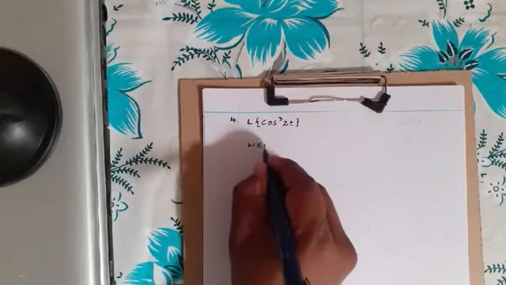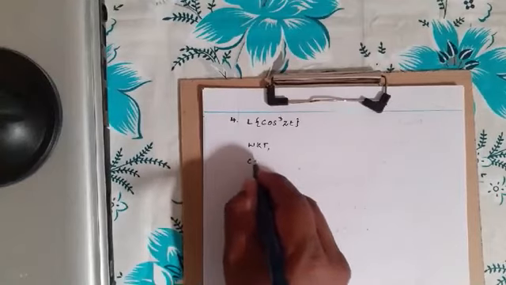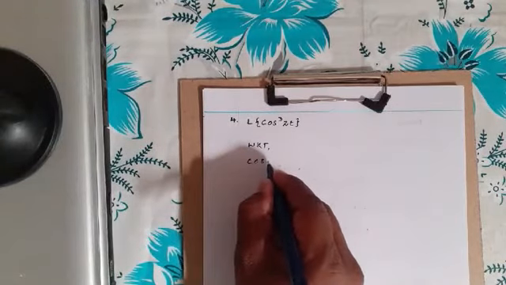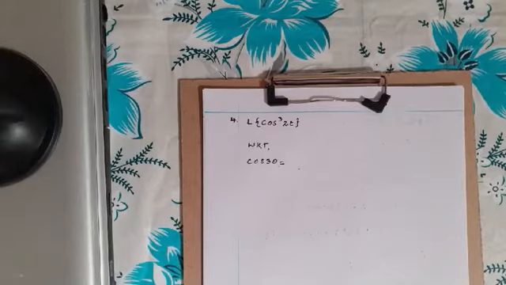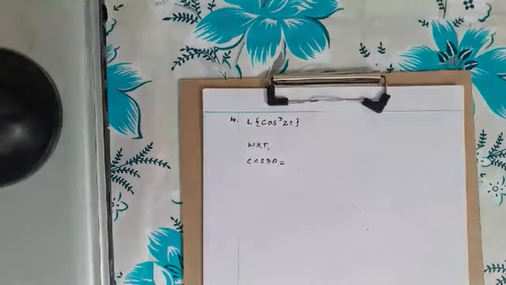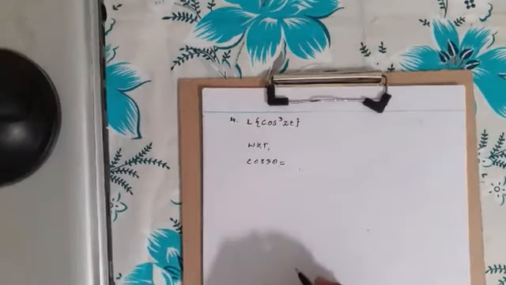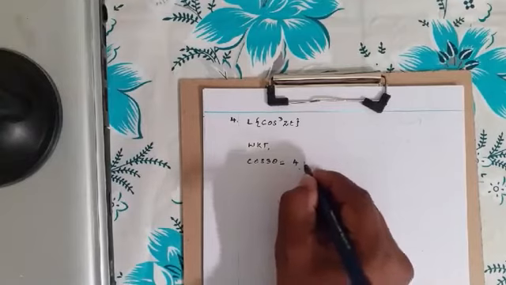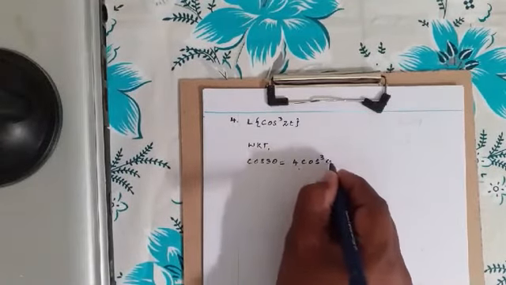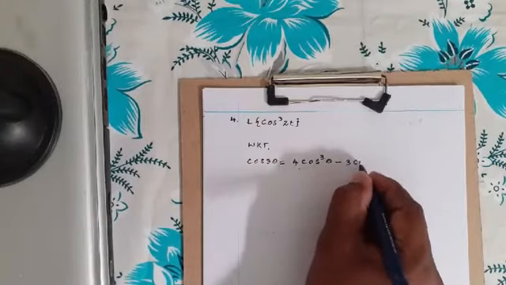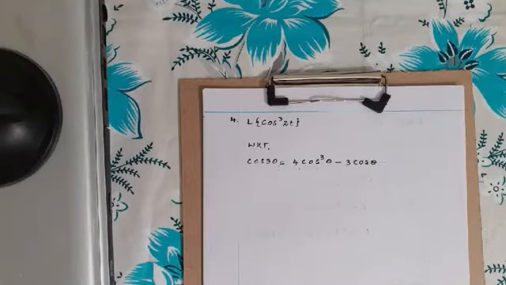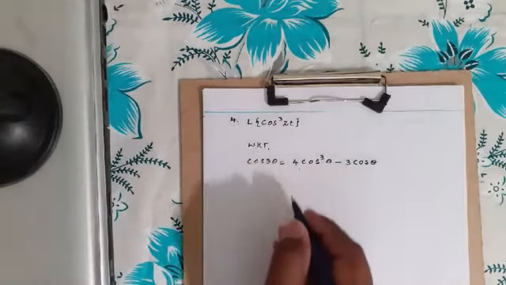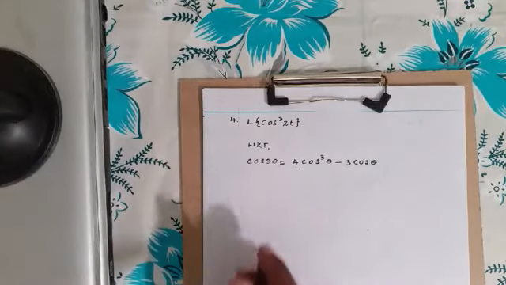We know that we have a formula. Which formula do you have? Cos 3 theta. We have a formula of cos 3 theta. Cos 3 theta is nothing but 4 cos cube theta minus 3 cos theta. Okay, so this is the formula we have. By this formula we can do this problem. We have to rearrange the given problem.